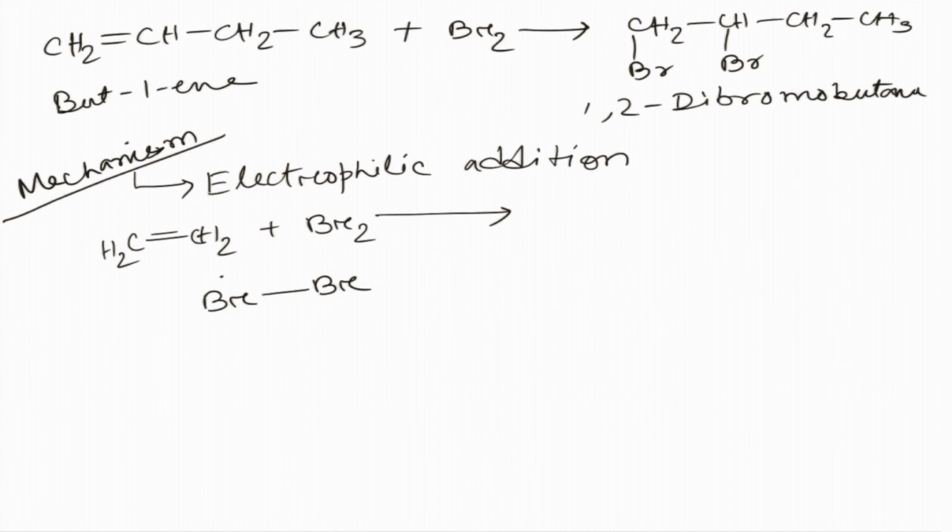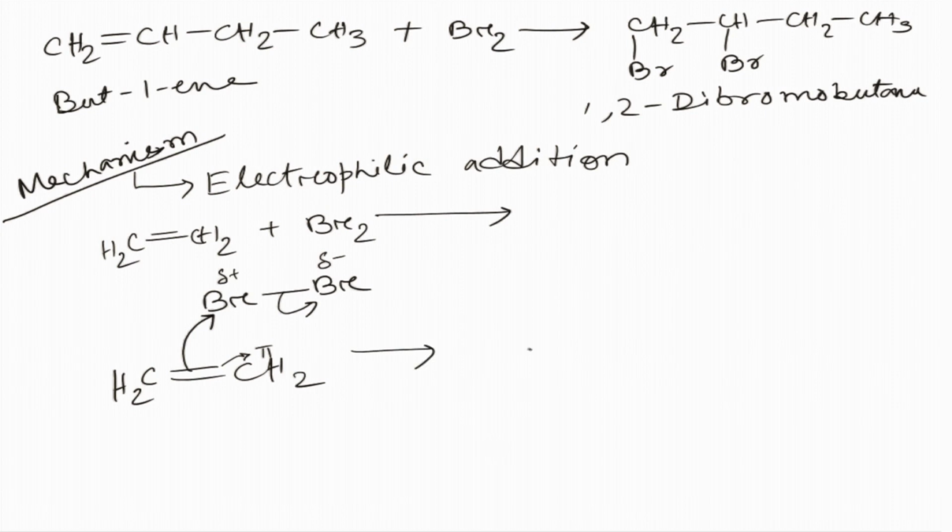So, now in a molecule, one part is delta positive, one part is delta negative. We know that no bond is completely ionic or completely covalent. So, even in a covalent bond, one atom will be delta plus and one will be delta minus. So, alkenes have loosely bonded pi electrons, we know that, pi electrons, right. So, these pi electrons will attack on the delta plus position of the bromine molecule and this bond will break.